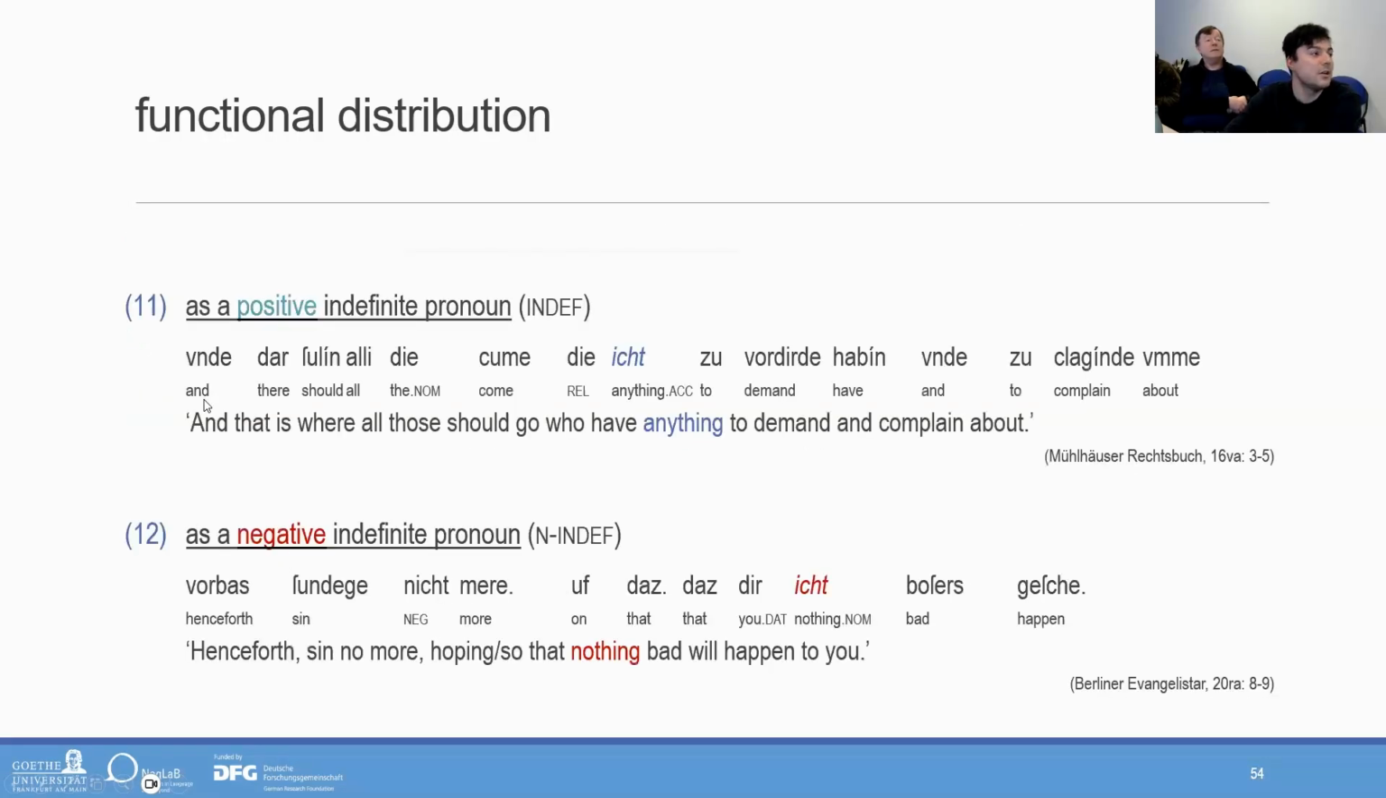But it could also be used as a positive indefinite pronoun, as in the example that we had already. So, who have anything to demand. But it could also be used as a negative indefinite pronoun, surprisingly. So like nicht. Something like here, "vor was sündige nicht mehr, auf das, dass dir ich Böses geschehe": Henceforth, sin no more, hoping that nothing bad will happen to you. So here it's used argumentally as an indefinite pronoun, but with a negative semantics.